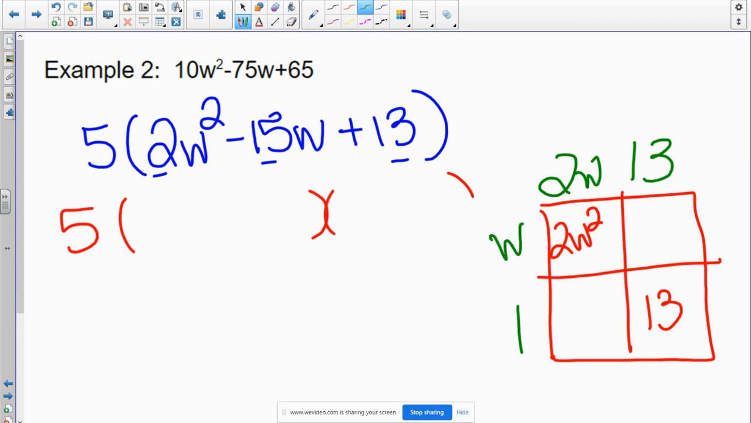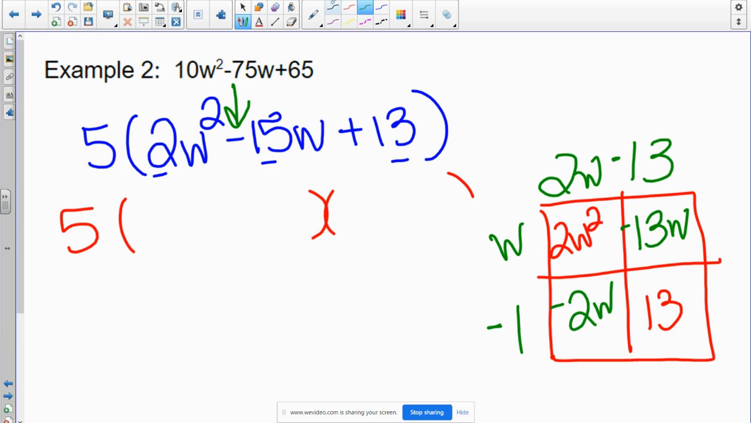Let's check our math. So to get this box, we have 13 times w, which is 13w. We have 2w times 1, which is 2w. Now, a couple things. Number one, we got our positive 13 by taking 1 times 13, but if you notice, we add these up, it equals 15, but we want a negative 15, which tells me then the signs on the 1 and the 13 have to be negative, because negative 1 times negative 13 is 13, but when we add them here, because now those will be turned negative, now we get our negative 15.